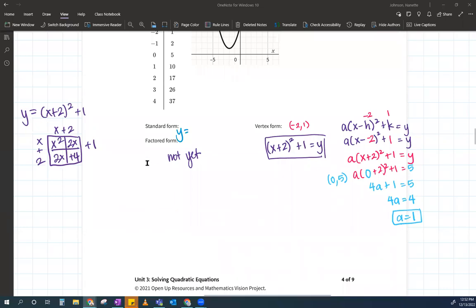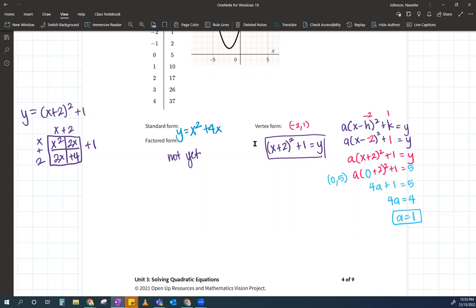Okay, now look at all this. You've got to collect your like terms. So what could you do? So y equals x squared, good, plus 4x, good. And then I want to go plus 4 plus 1. So how much is that going to be? Very good, plus 5.